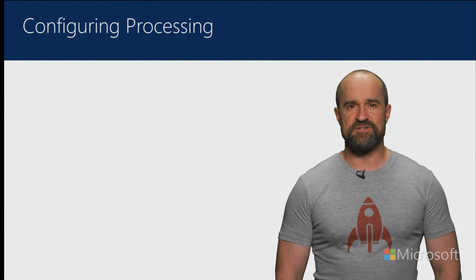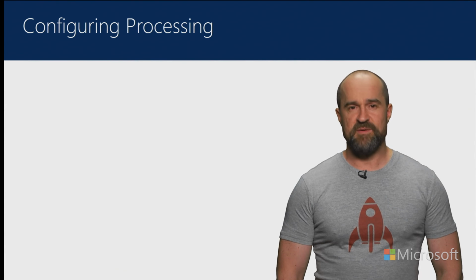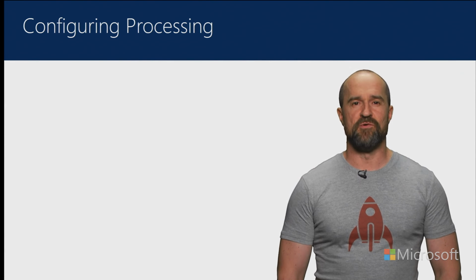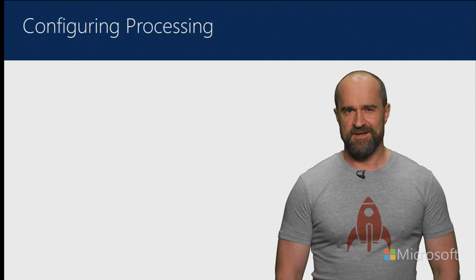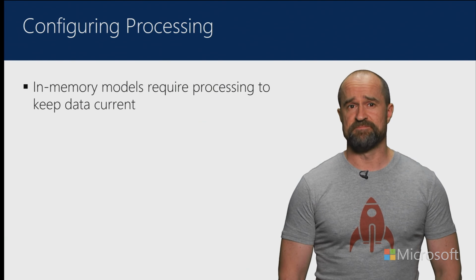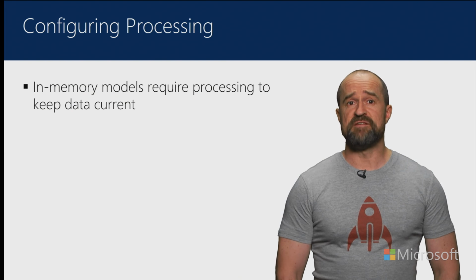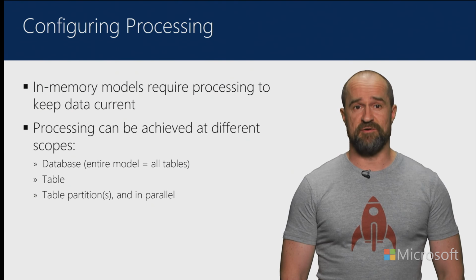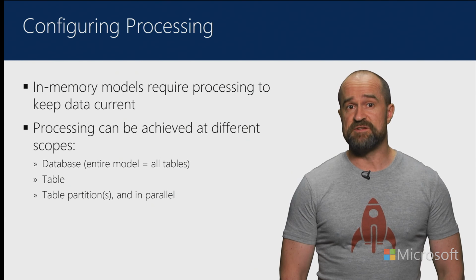And now to the important topic of processing. Remember that the theory covered to this point in the course has been about in-memory models. So the data expressed in your model is only as current as the last process. In-memory models therefore require processing to keep data current. Processing can be achieved at different scopes.